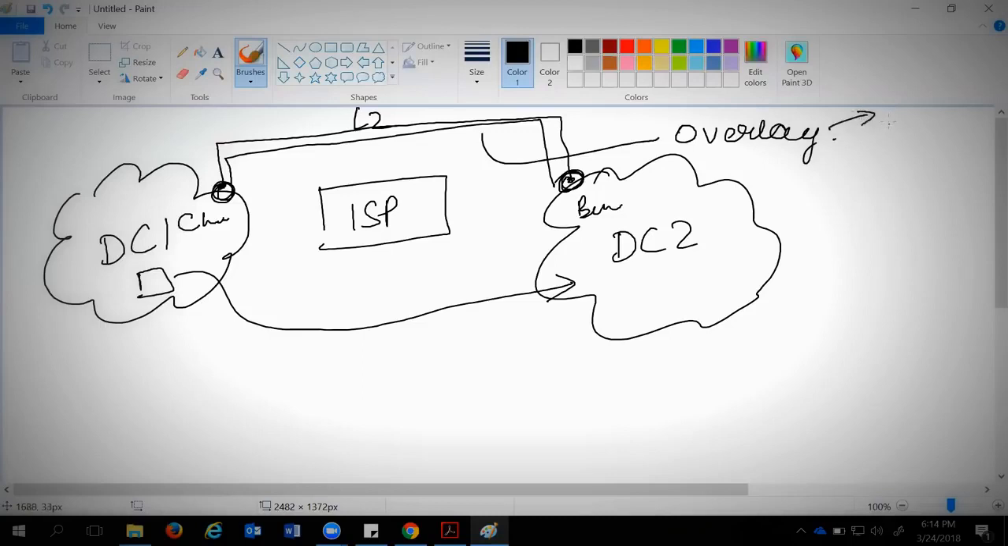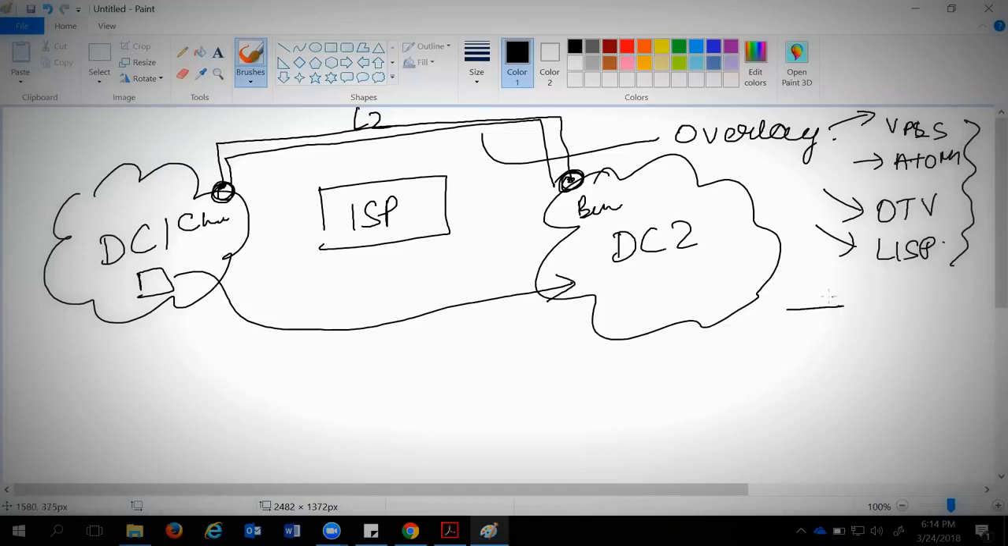It could be done with the help of VPLS, okay? Maybe it could be done with the help of AToM, that is Any Transport over MPLS. And even in the DC environment, we have been doing it with the help of OTV, or maybe with the help of LISP. Similar things we are also going to do, but obviously when we go with these specific things, they have proper design methodologies that you have to follow. And we can have a new inclusion, that could be VXLAN at this moment.